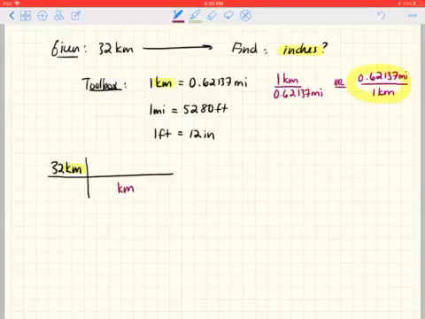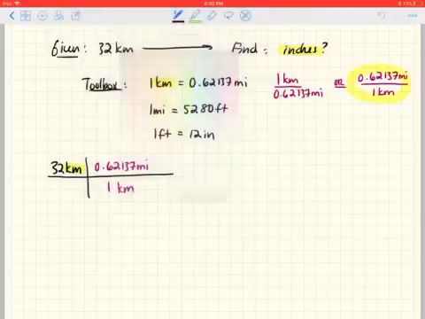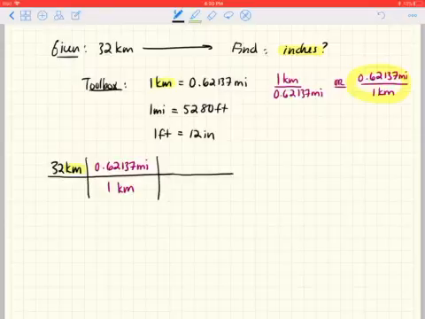My reason for that is because I want kilometers to cancel out diagonally. So again, this is all about setting up. I'm going to put 1 kilometer on the bottom, 0.62137 miles on the top. Now I'm going to continue on with my problem. I am 1 step closer. Now I am at miles. You can see here how my units of kilometers are canceling out diagonally, and that is because I used my first conversion factor right there.